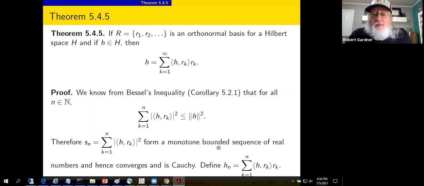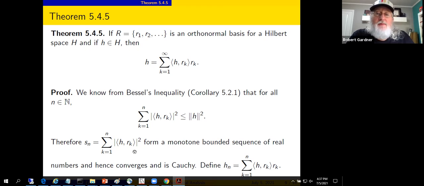And it's bounded. This sequence, no matter what n is, is bounded above by the norm of H squared. So we have a monotone bounded sequence of real numbers because we've taken moduli of those inner products. Hey, bounded monotone sequences of real numbers converge. Property from senior level analysis. If it's a convergent sequence, then it's a Cauchy sequence. So we know this sequence converges. Yeah, big deal. That's a sequence of non-negative real numbers.